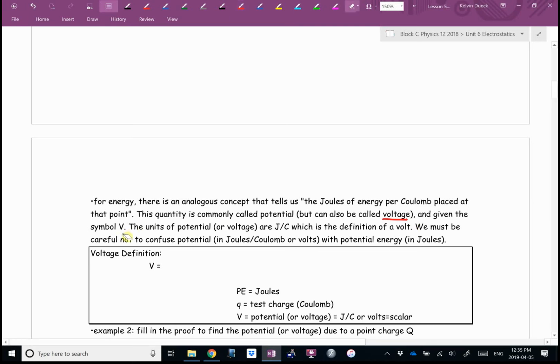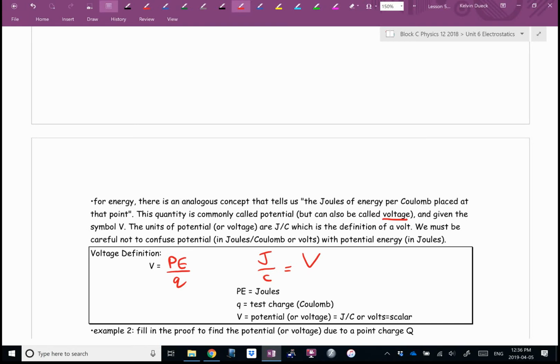It's given the symbol capital V. Its units are joules per coulomb because that's the definition of a volt. A volt is defined as the potential energy per charge. That's how we defined a volt. And so its units are joules per coulomb, but this is such an important unit, we've given it a name. We call it a volt, named after Alexander Volta, who did a lot of work and built some of the first reusable, sizable batteries and things like that. Okay?